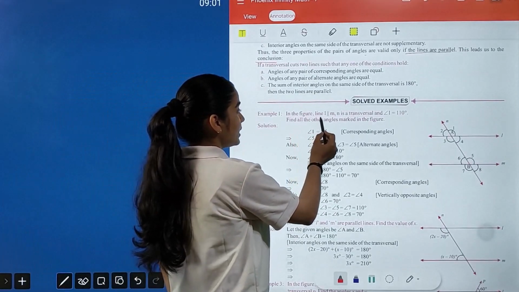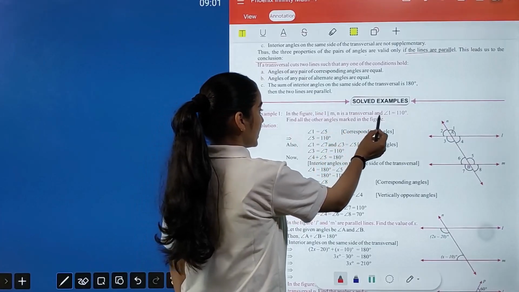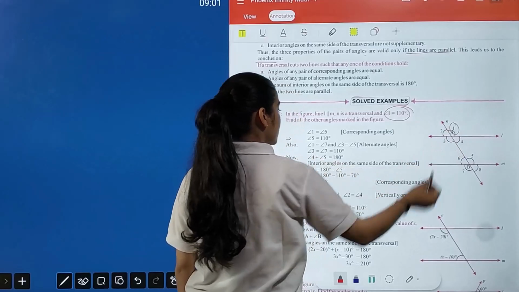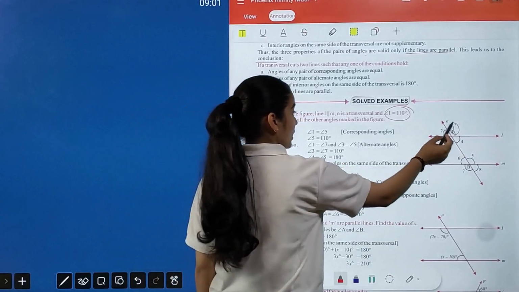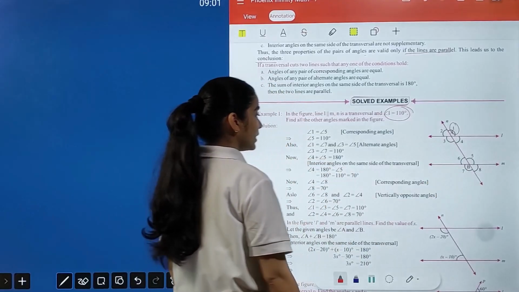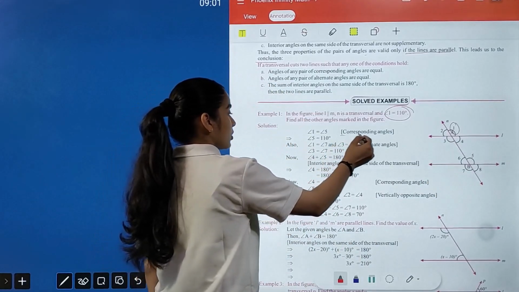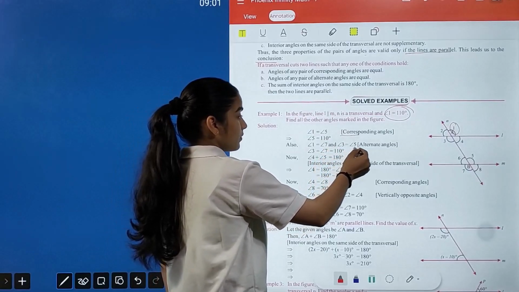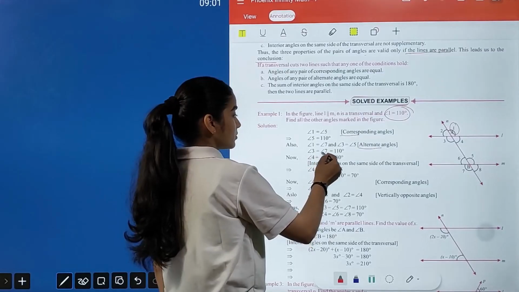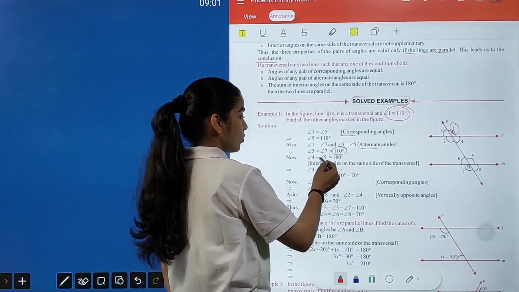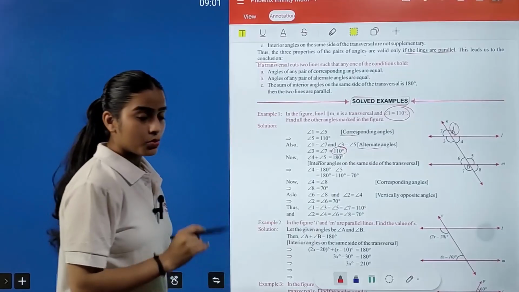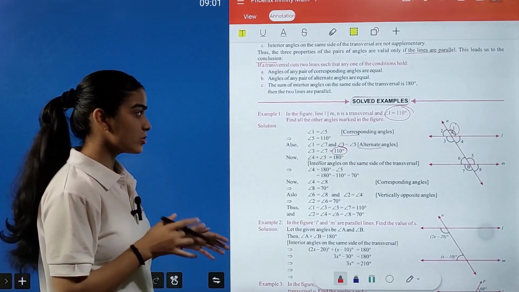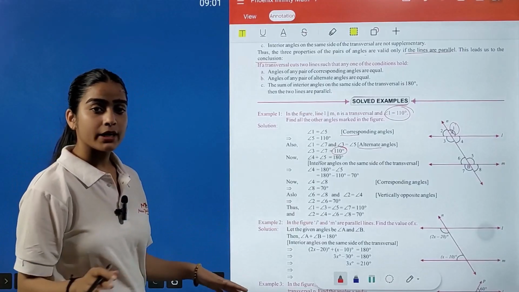In the figure, line L is parallel to M, N is a transversal, and angle 1 is equal to 110 degrees. If angle 1 is 110 degrees, it means angle 3 is also 110 degrees. And if angle 1 is 110 degrees, then angle 5 is also 110 degrees, because these are corresponding angles. So angle 1 is equal to angle 7. Angle 3 is equal to angle 5, alternate angles. Angle 3 is equal to 7. What we have to do here is just find one angle. If you have one angle, then by considering these properties, you can simply find the rest of the angles.